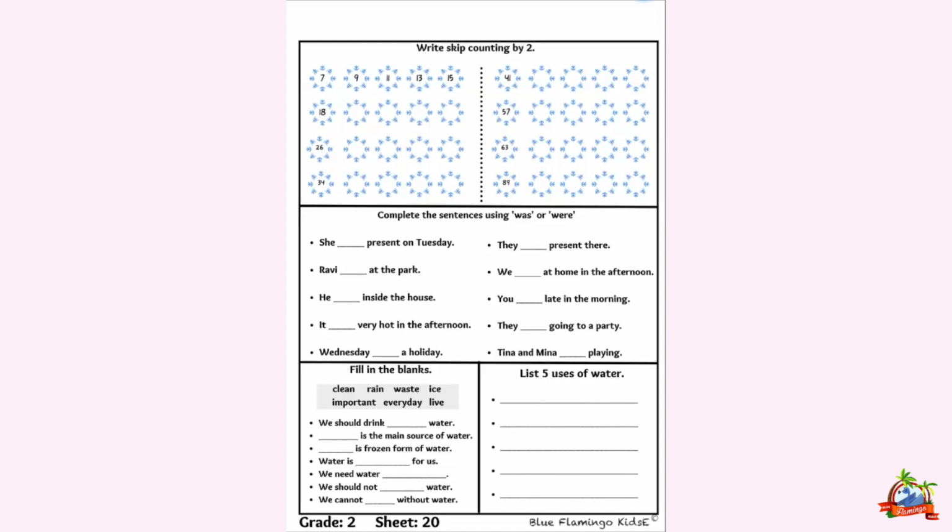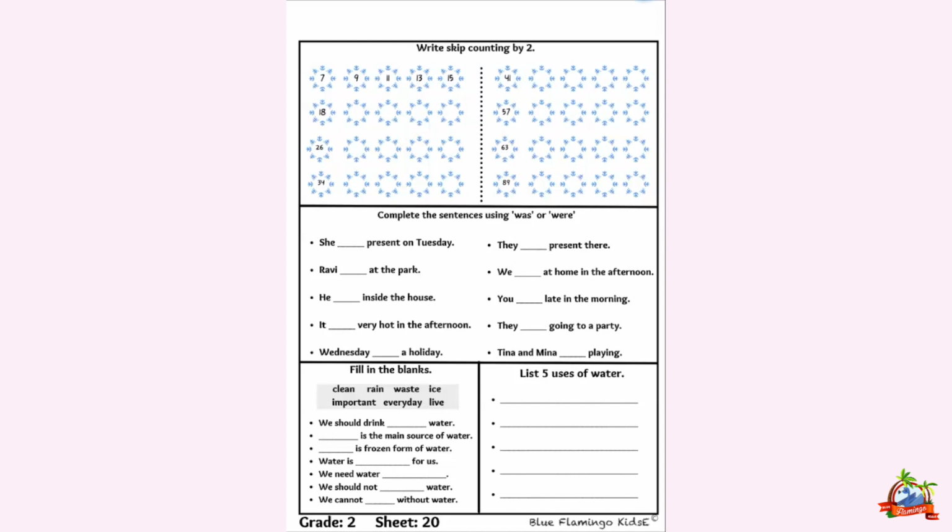See the next question. The last question is: list 5 uses of water. In this we have to list 5 uses. पानी को हम किस तरीके से यूज़ करते हैं, उनमें से कोई 5 यूजेस हमें यहाँ पर राइट करने हैं. Like bathing, drinking, for making food, showering, watering plants, washing vehicles, watering crops.